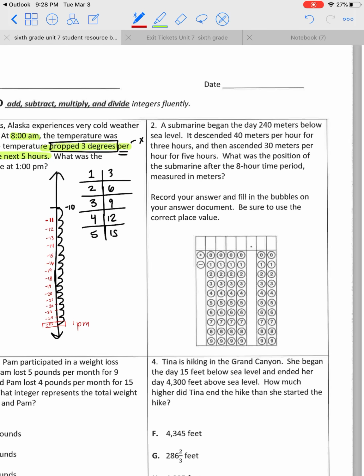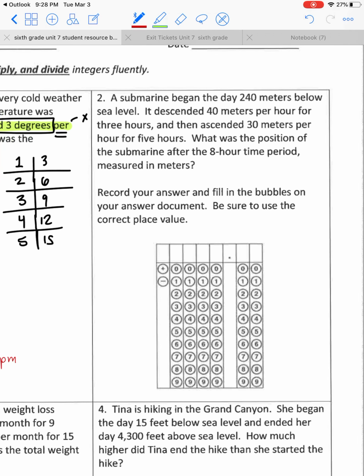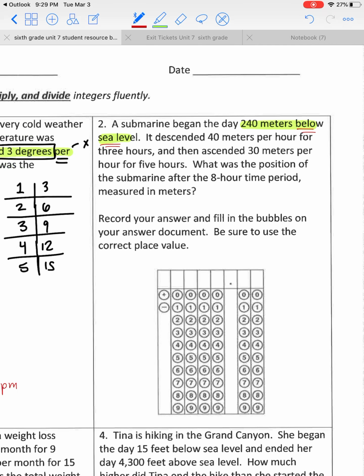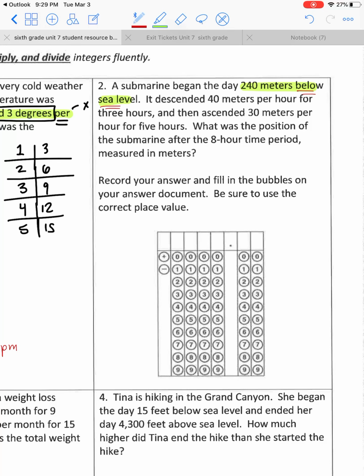Let's take a look at question number 2. We have a submarine that began the day 240 meters below sea level. That is so important. 240 meters below sea level. We know that when you are below sea level, so we remember, if I draw a quick picture over here, if you are at sea level, you're at 0. If you're below sea level, this is all the negatives. If you're above, then you are positive.